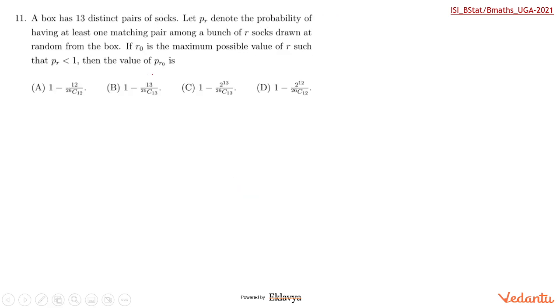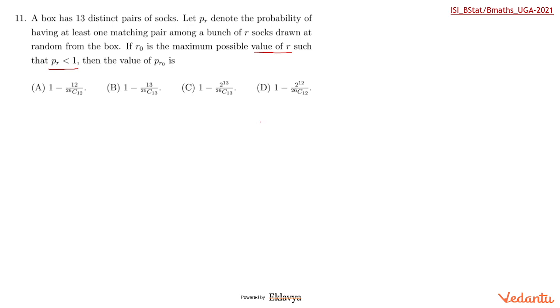Now coming to question number 11. A box has 13 distinct pairs of socks. Let PR denote the probability of having at least one matching pair among a bunch of R socks drawn randomly from the box. If R0 is the maximum possible value of R such that PR is less than 1. PR is anyway always less than 1, but it can be 1.